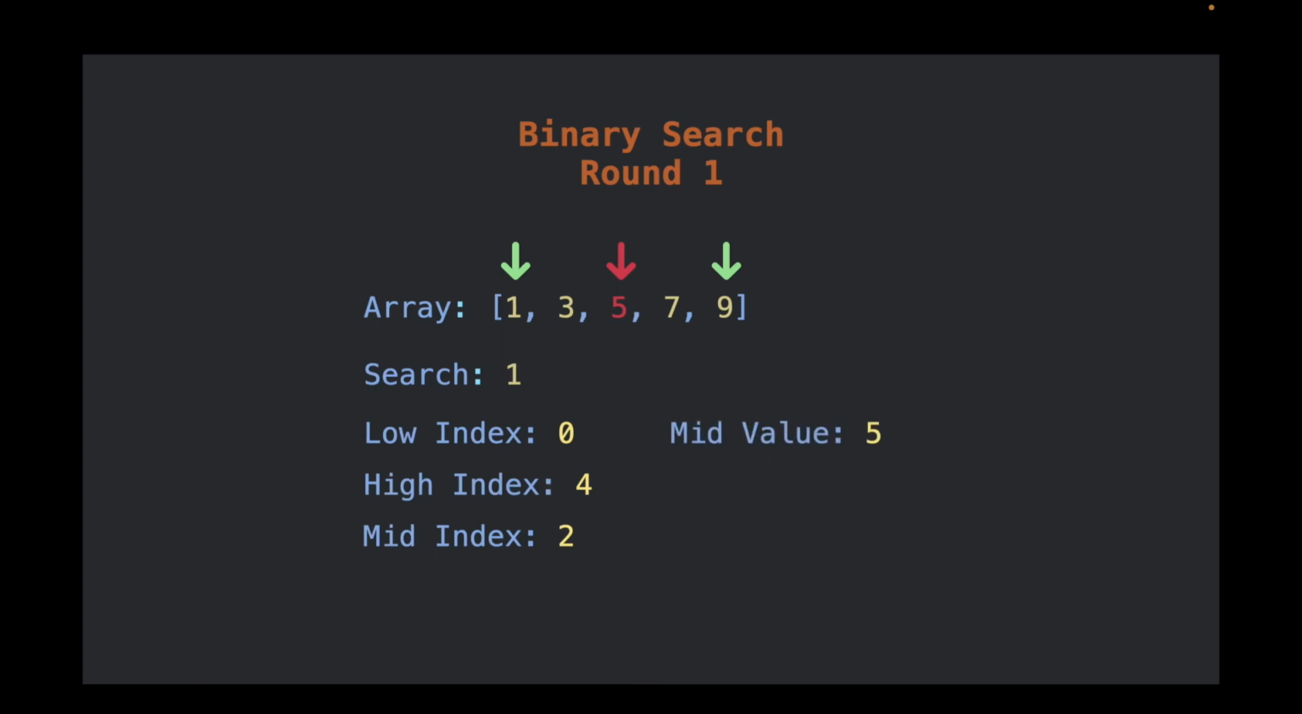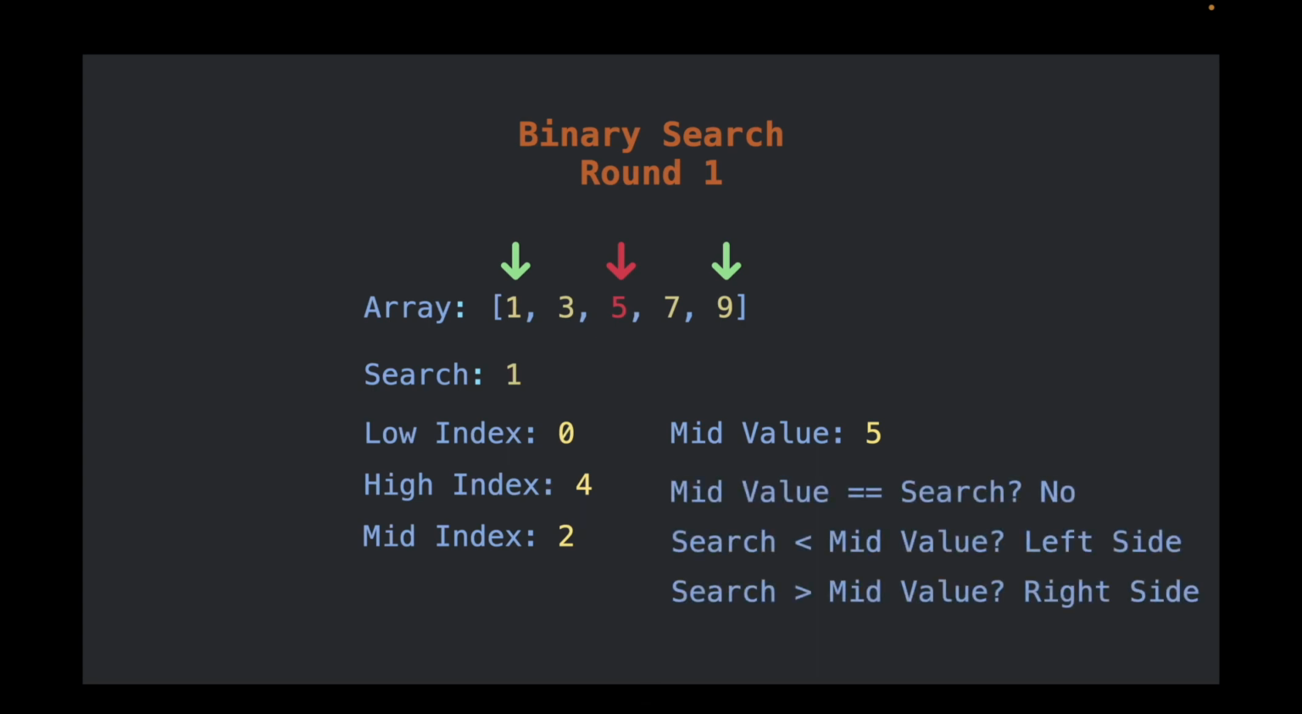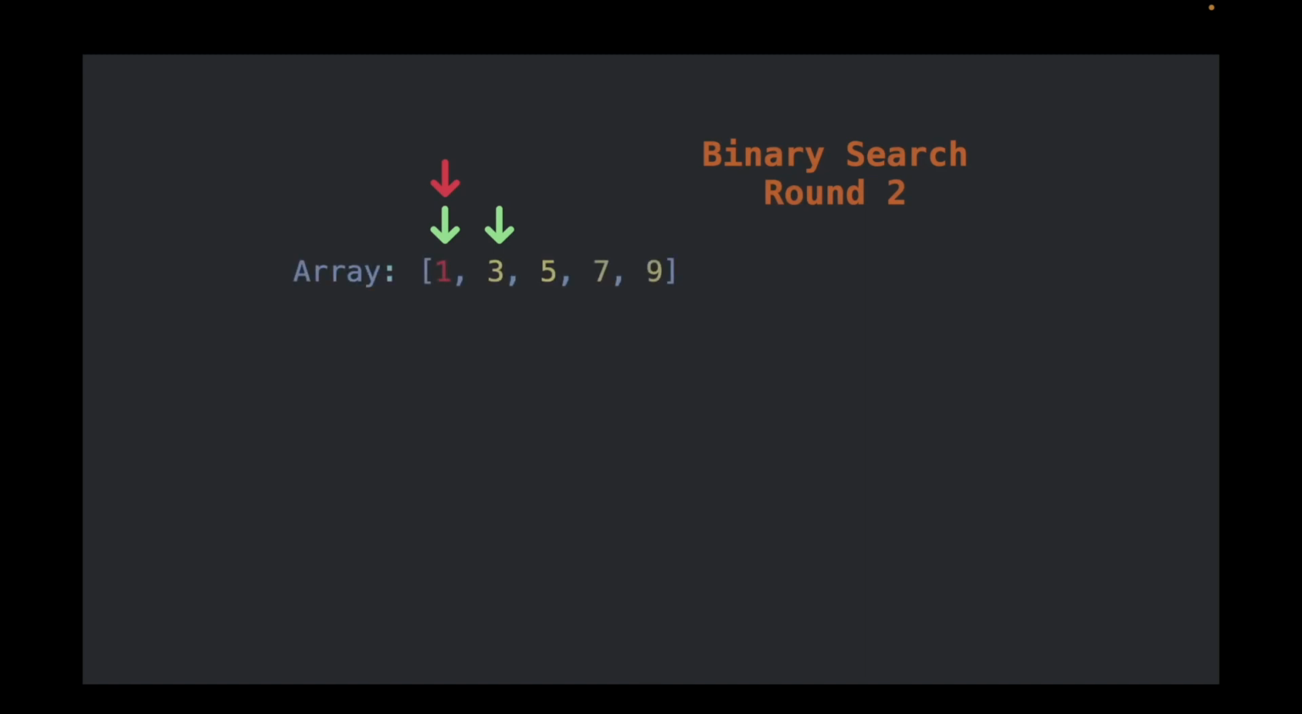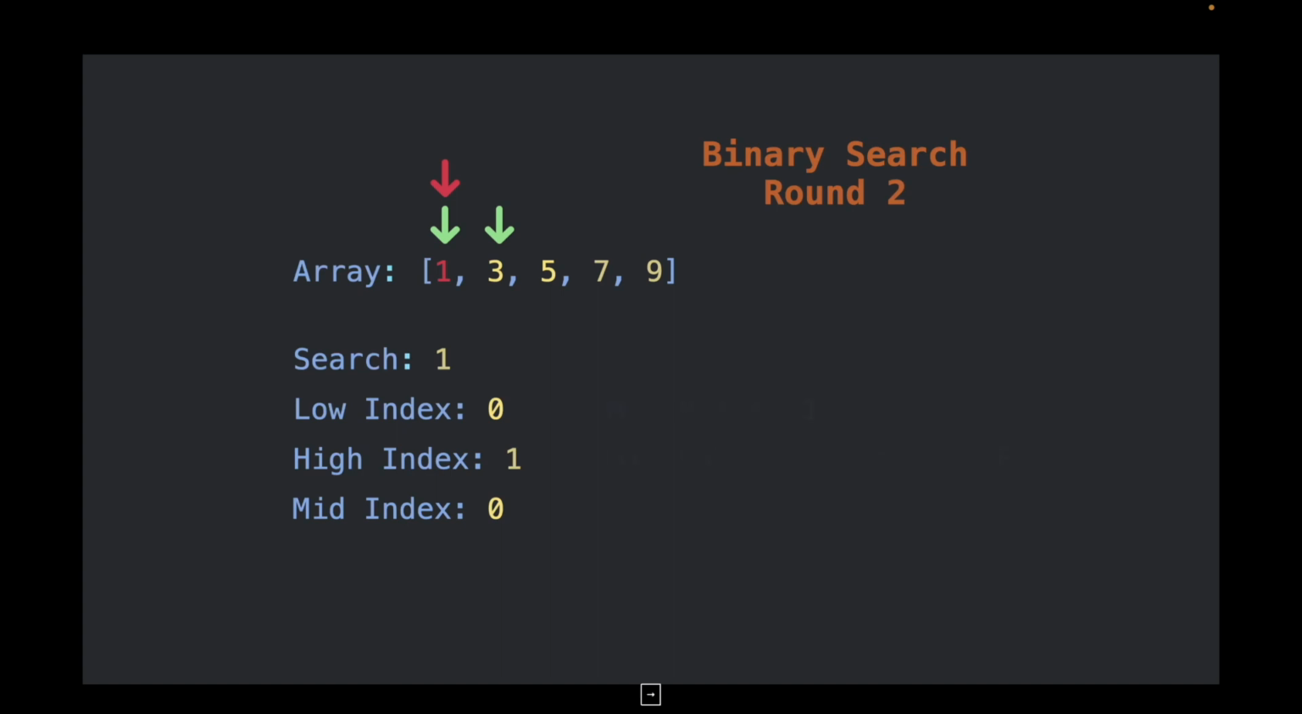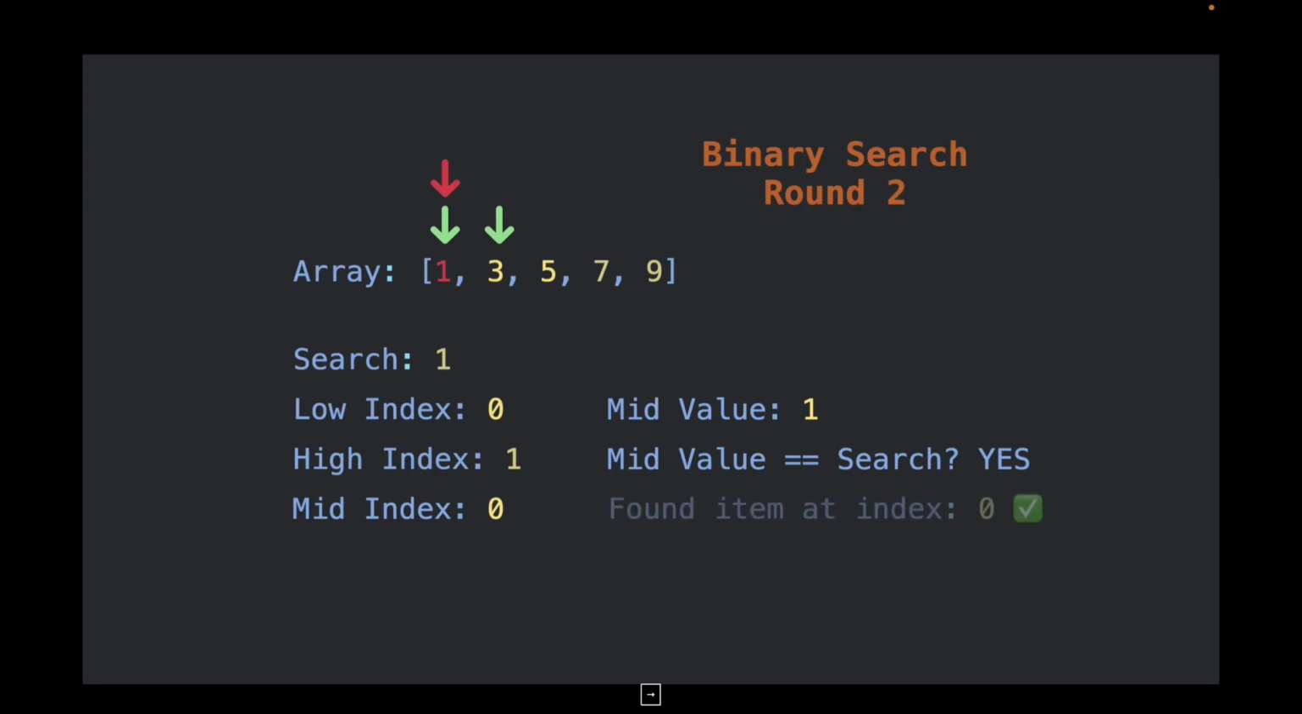Then we ask if the given search is equal to the middle value. If not, we need to ask if the search value is in the left side or the right side from the middle index of the array. We will move the indices according to the result of these questions. In this case, we should move the high index to the left side of the middle index. We calculate the middle index from the low and high indices, get the middle value, and ask the same questions again. Because the middle value is the same as the search value, we have found our index, which is 0, and we should return it.